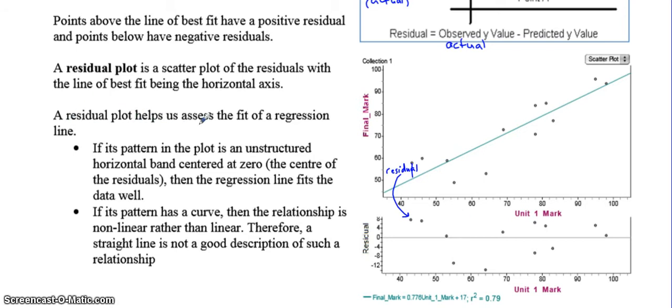A residual plot helps us assess the fit of a linear regression line. If its pattern in the plot is an unstructured horizontal band centered at 0, which is the center of the residuals, then the regression line fits the data well. If its pattern has a curve, then the relationship is nonlinear rather than linear. Therefore, a straight line is not a good description of such a relationship. That means if this just looks like a scattering of points, some above, some below, then a line of best fit was the best to use. If you notice that these points kind of curve, then it would tell you that you would have been better using a curve of best fit.